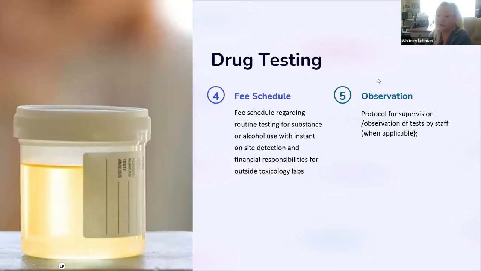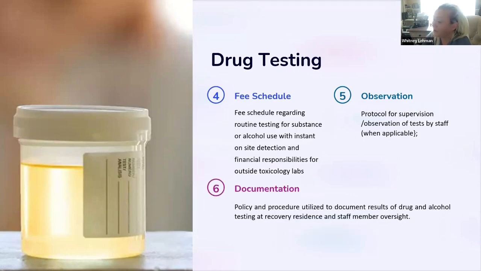We want to make sure that we include whether any drug or alcohol testing is observed by staff. And then we want to make sure that we're documenting the results of every single drug and alcohol test that we performed, and who performed that test, whether it's positive or negative. We want to make sure that all of it is documented. That way, when FARR comes out and does your on-site assessments, they can see how often you test residents and that you are actually testing residents to ensure that drug and alcohol-free environment.